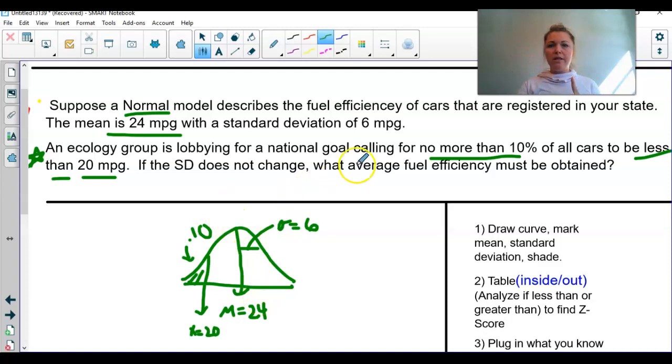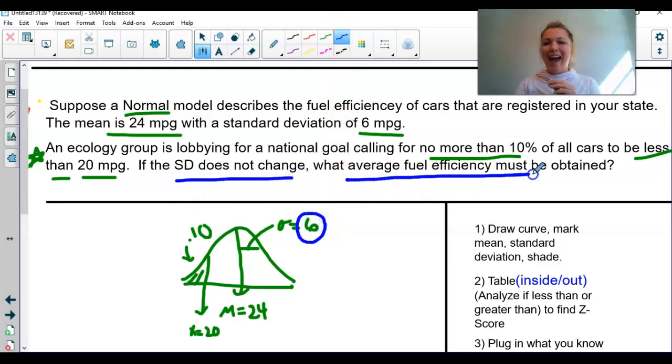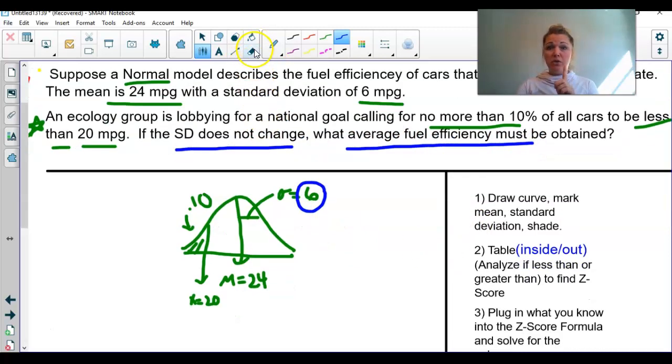Here's the catch. I marked the 6 because that's what I read. But what is the question asking? The question is asking, if the standard deviation does not change, so that stays the same, what average fuel efficiency must be obtained? So now I need to change this. That's why I like to mark the curve, reread the question, and adjust as we need to, because this one is more challenging. Now I actually don't know what the mean is. I'm trying to coach you through the problem solving: I set up everything I knew, I reread the question, and I made an adjustment. The standard deviation doesn't change, but we don't know the mu. How are we going to find the mu?